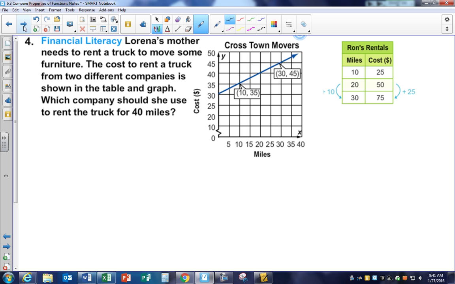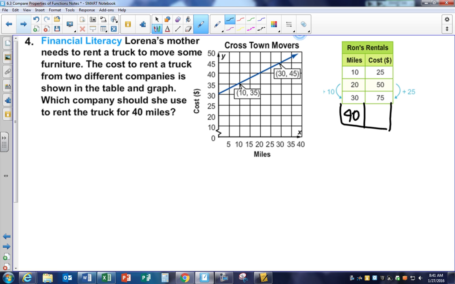Welcome back. Let's look at one more example. Lorena's mother needs to rent a truck to move some furniture. The cost to rent a truck from 2 different companies is shown in the table and the graph. So in this case, we have a table and a graph, no equation. Now it's asking which company should we use to rent a truck for 40 miles.